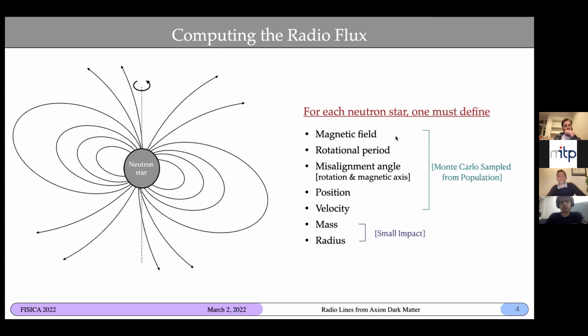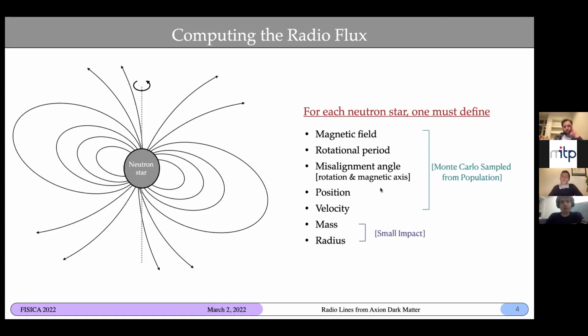In particular, we need to understand the magnetic field, the rotational period of the neutron star, the relative misalignment angle between the rotational and the magnetic axes, the position of that neutron star in the galaxy, its velocity with respect to the galactic frame, and its mass and its radius. Now, thankfully, these last two parameters have a relatively limited impact on the overall radio signal. So these are something you can fix to some fiducial set of values.